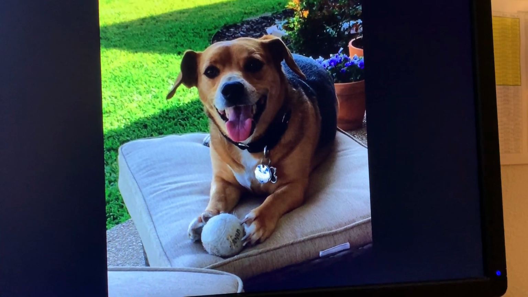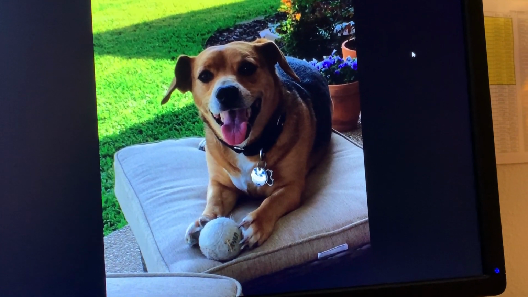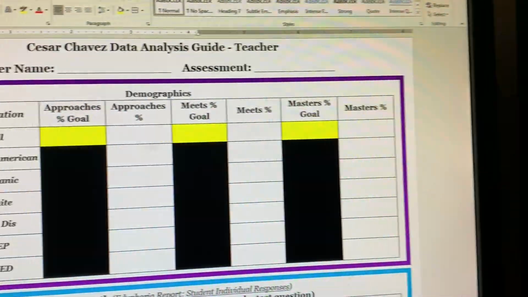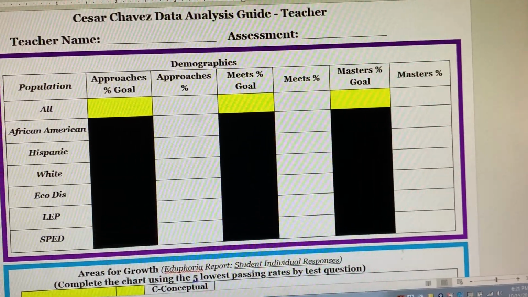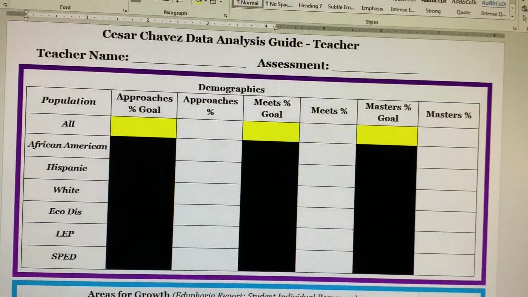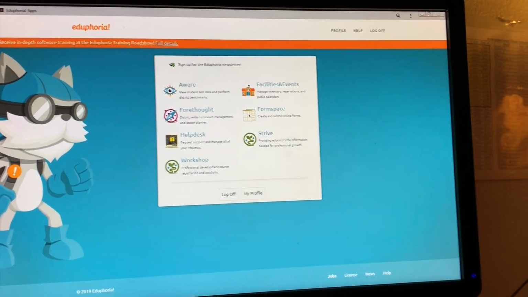Hello everyone, I'm here today to help you all work through your data analysis guide, where you can find all of your information. So if everyone will log into Eduphoria, you're going to log in and you're going to get this screen right here.